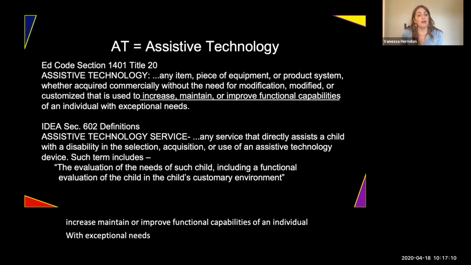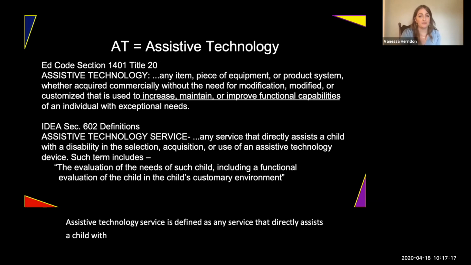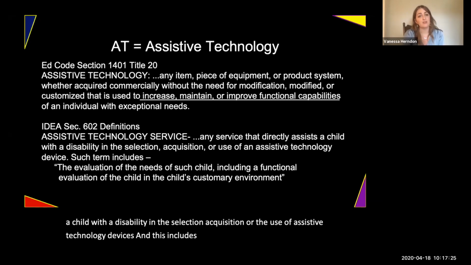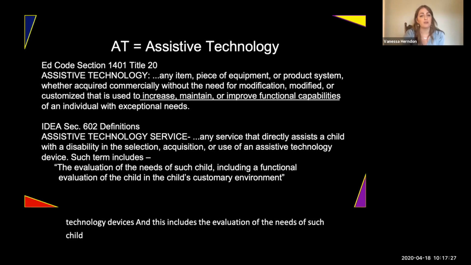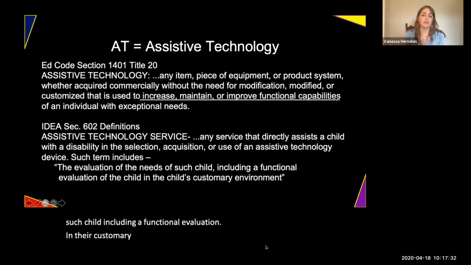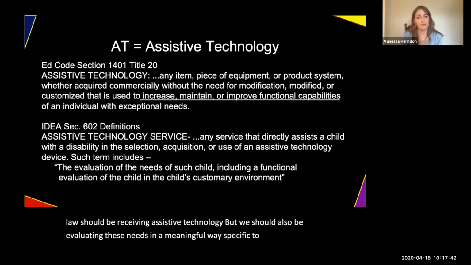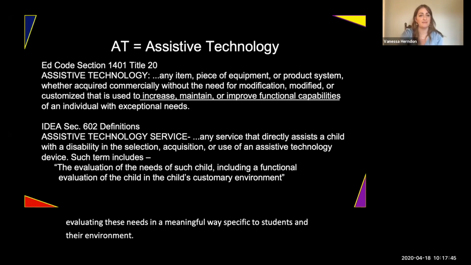Furthermore, assistive technology service is defined as any service that directly assists a child with a disability in the selection, acquisition, or the use of assistive technology devices. And this includes the evaluation of the needs of such child, including a functional evaluation in their customary environment. So as you can see, students not only by law should be receiving assistive technology, but we should also be evaluating these needs in a meaningful way, specific to the student and their environment. We can go to the next slide.